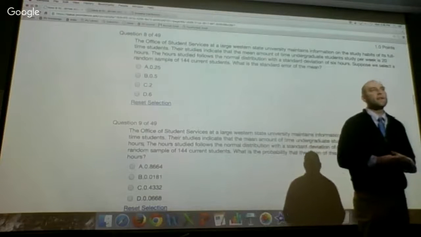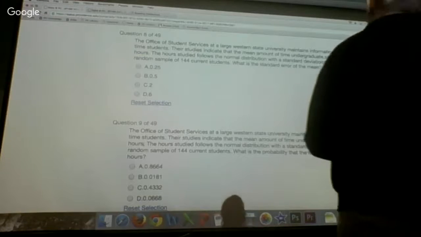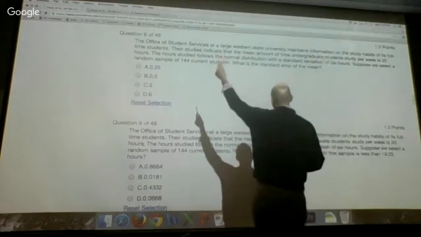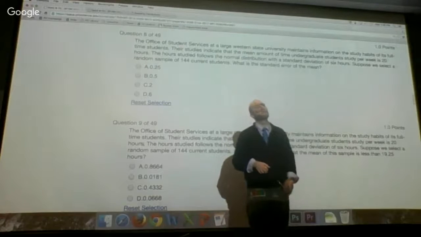How do you calculate standard error? Something over something. Katie. Sigma over square root n. What's sigma? 6. Is it 6? Cool. What's n? Nope. How many students? How many observations? How many people in our sample? 144. What's the square root of 144, Katie?